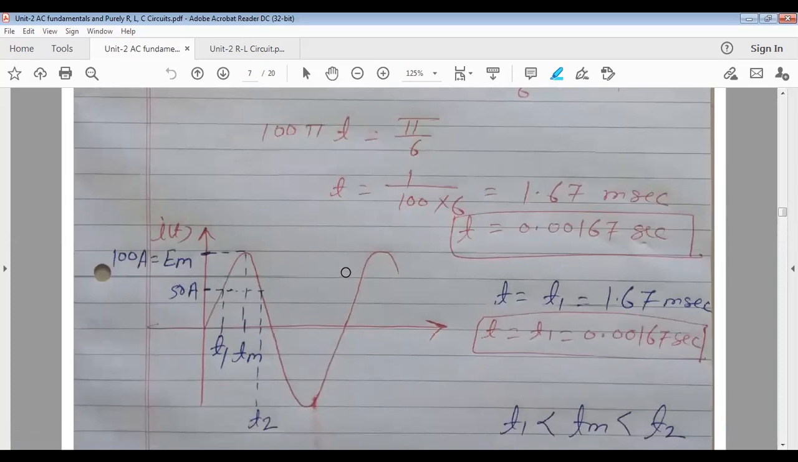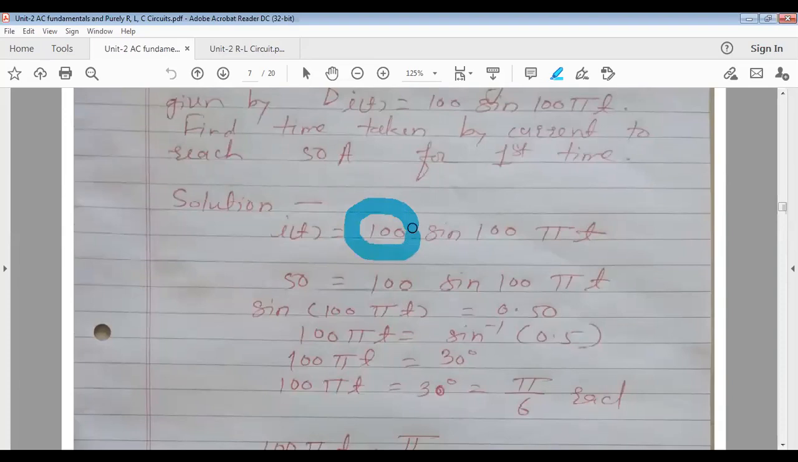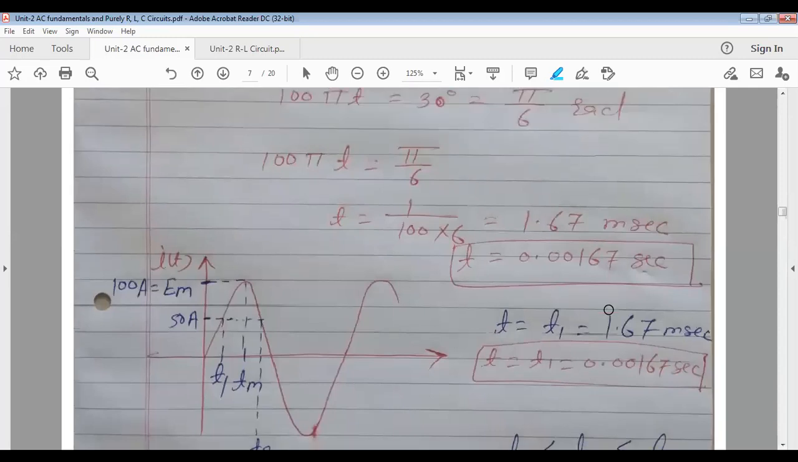50 ampere. See, what is the peak value here? 100, isn't it? So for this waveform, the positive peak is 100. Half of it will be 50, isn't it? This is the peak Im. By mistake I have written Em here, it must be Im. So Im is 100. Im occurs at some time, which I'm going to mark as Tm.